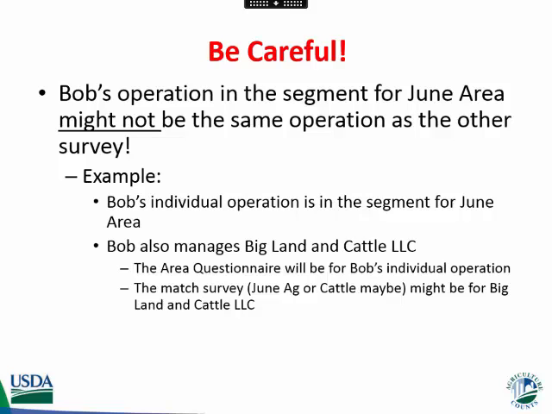Now, it is a little tricky because it is possible that Bob's operation that's inside the segment might not be the same operation that we're asking about for the other survey. So, for an example, he's got his individual operation inside the segment. That's how we talked to Bob last year. But he also manages big land and cattle. So in this case, and to be clear, big land and cattle is not the operation that's inside the segment. But we know you're going to talk to Bob, and we don't want to bother Bob twice. So you're going to talk to Bob about the area questionnaire that talks about the land inside the segment, but while you're talking to Bob, you're going to say, all right, I also have a questionnaire for big land and cattle. Can you help me out with that?